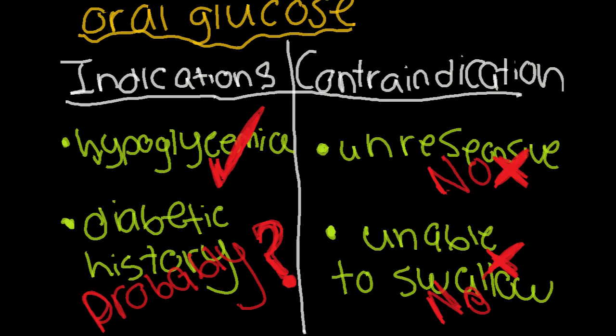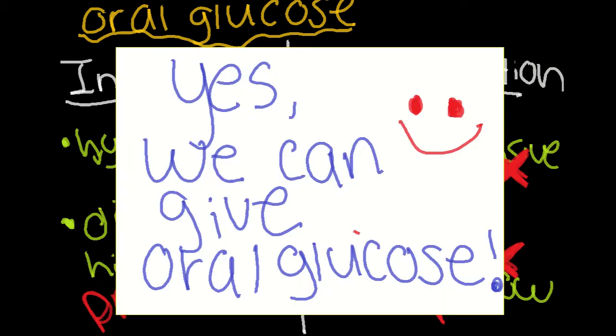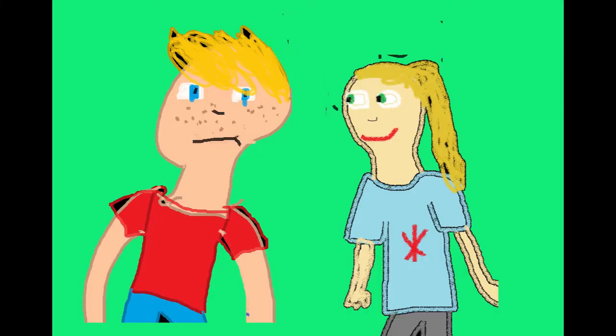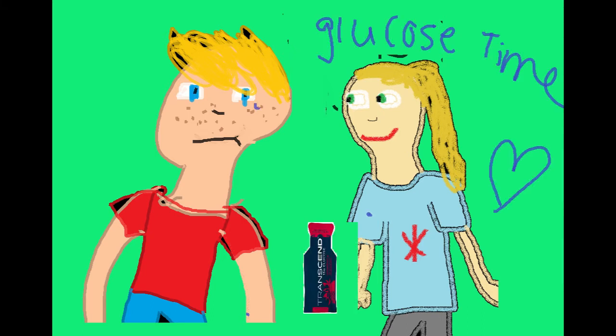Therefore, since our patient matches the indications and he doesn't match the contraindications, our patient is a candidate for oral glucose. Jack, we are going to give you this oral glucose tube to eat. You're going to take this tube and eat all of it, and hopefully you will start to feel better.